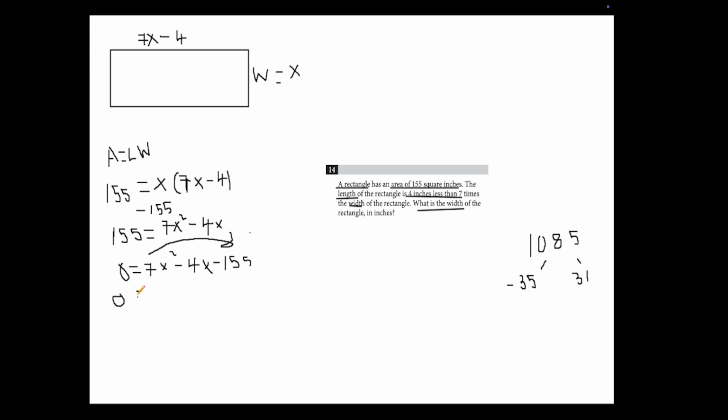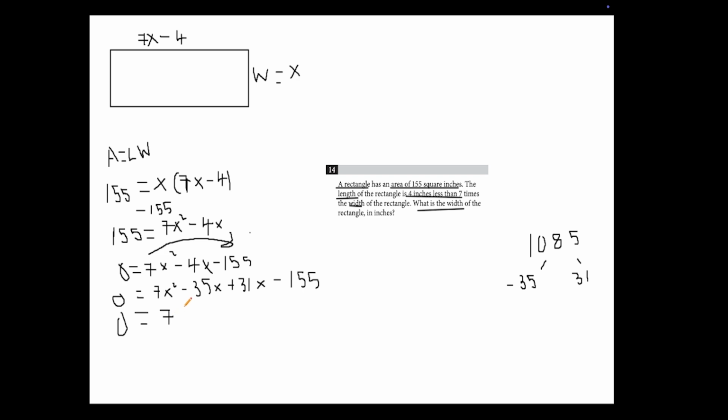So we're going to have 0 is equal to 7x squared. We're going to keep the 7x squared, minus 35x, plus 31x. When you add these two, if you simplify this equation, you would get minus 4x and it would be the same. So those two expressions are equivalent. So I'm going to keep our minus 155.